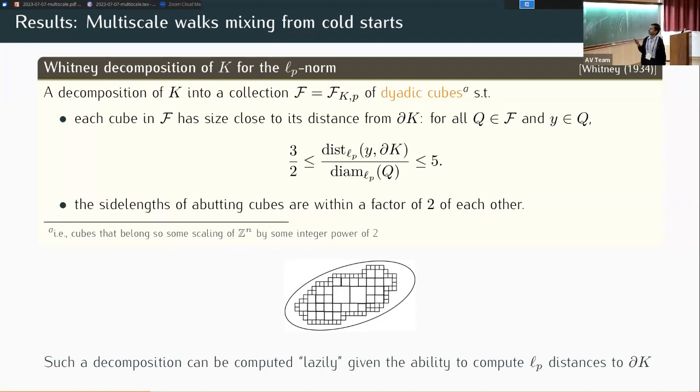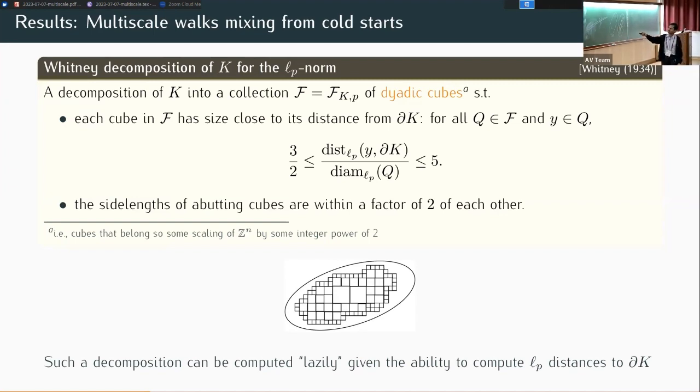Okay, so we decompose the body into these dyadic cubes with the following properties. That's what the Whitney decomposition says can always be done. Each cube in this decomposition has a side length which is close to its diameter, and close to its distance from the boundary. Formally, the distance of any point in the cube to the boundary of the body is within a constant factor of the diameter of the cube. So the side lengths, in some sense, are comparable to the distances. So that is one thing.